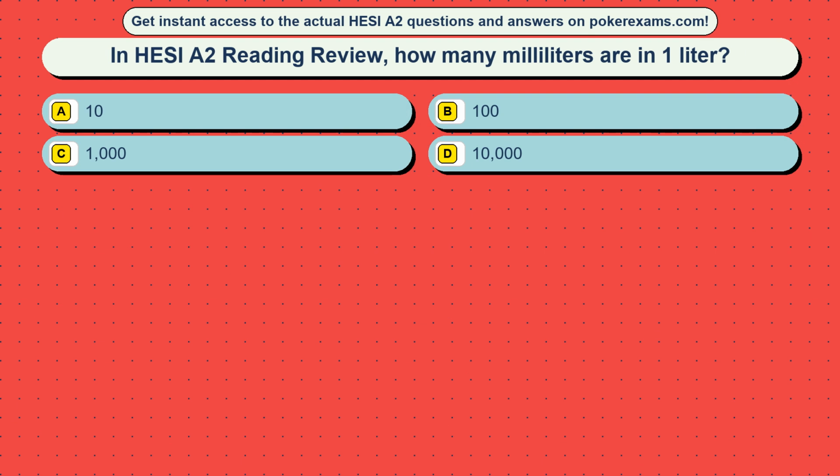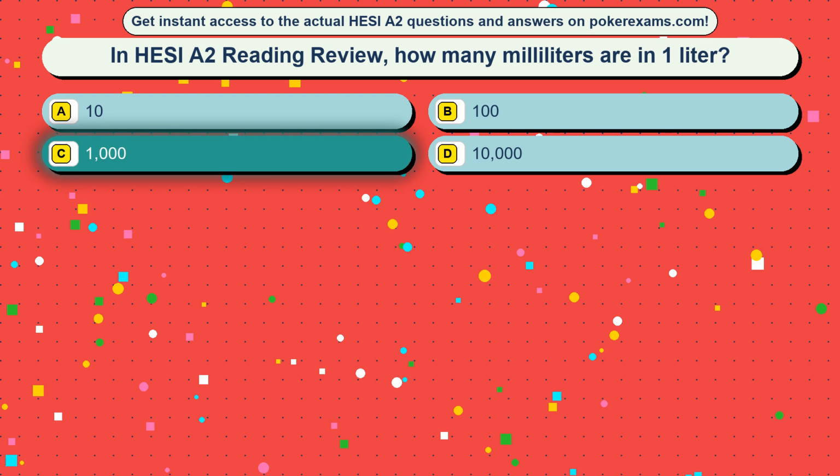Question 33. In HESI A2 reading review, how many milliliters are in 1 liter? Option A, 10. Option B, 100. Option C, 1000. Option D, 10,000. The correct answer is option C, 1000.